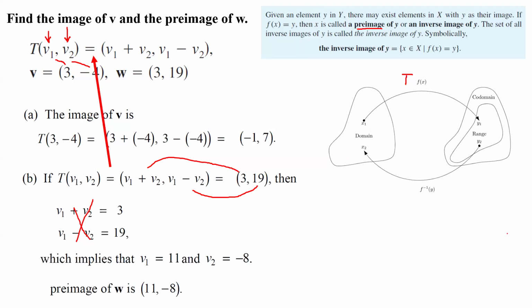So again, this 3 and 19 is located here. 3 and 19 goes to 11 and negative 8. That's how you find the pre-image or inverse image of w. So your w is located here, and your function takes this w and gives you this v, which is 11 and negative 8 in the domain.